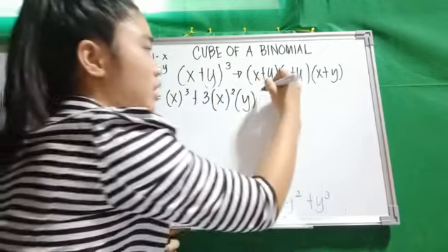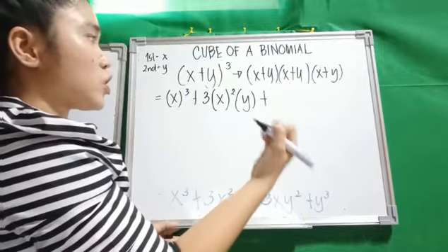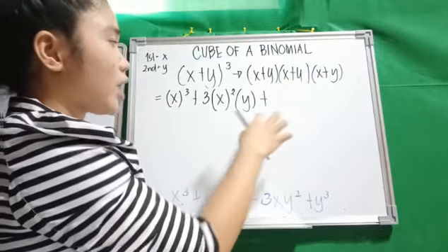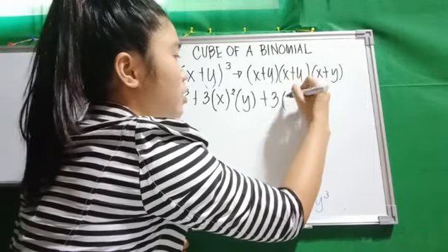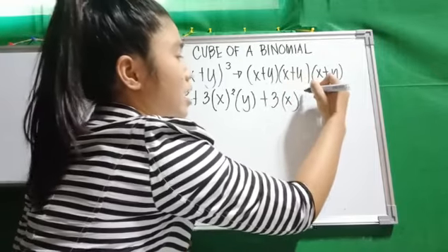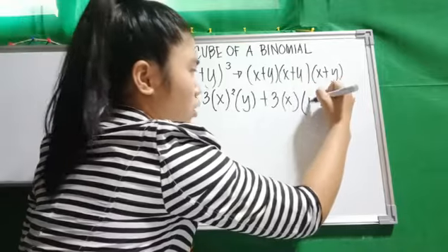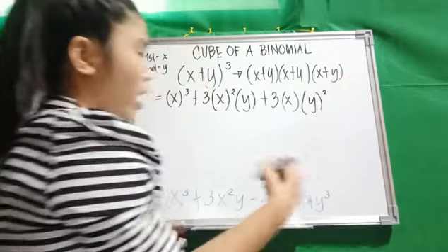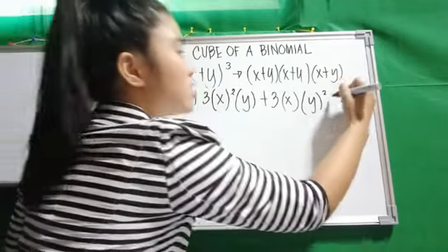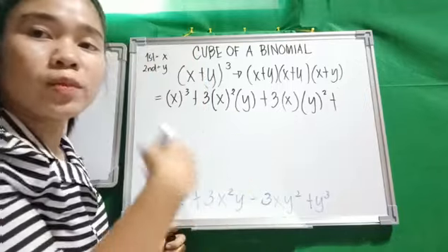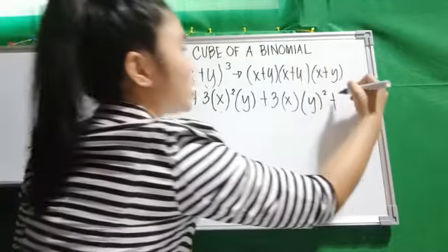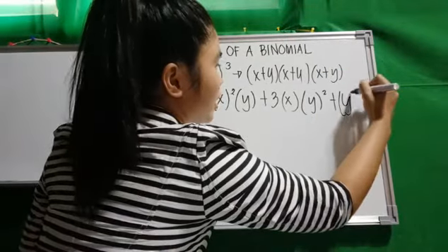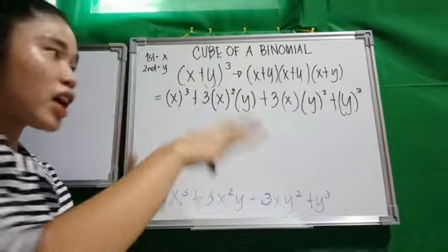Then, after that, yung ating pangatlong term, ang gagawin naman daw natin ay i-add natin ulit ang 3 times yung ating first term, then yung square ng ating second term, which is y square. Then, the last one is to cube the second term. Ano ba yung second term natin? Meron tayo ditong y. So, i-cube lang daw natin siya. So, ito na yung ating step.